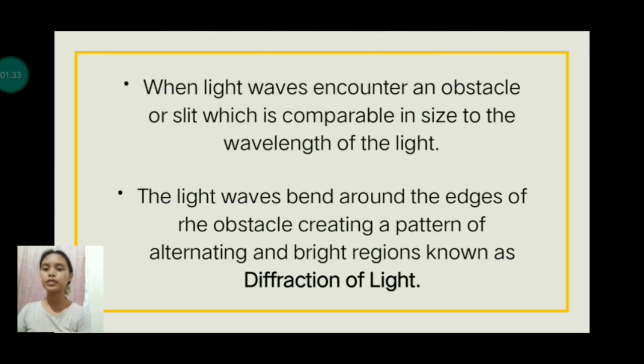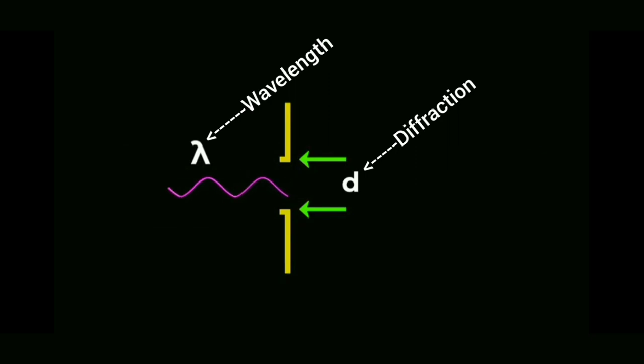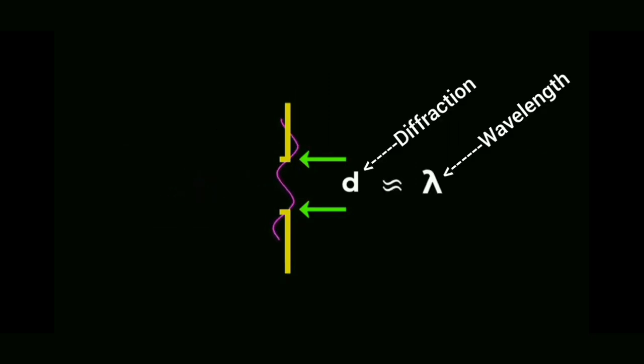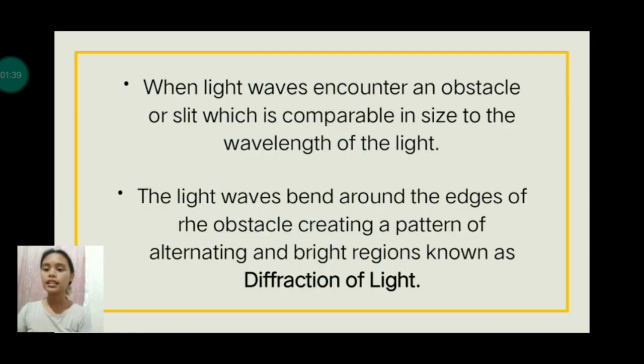When light waves encounter an obstacle or slit which is comparable in size to the wavelength of light, the light waves bend around the edges of the obstacle, creating a pattern of alternating dark and bright regions known as diffraction of light.